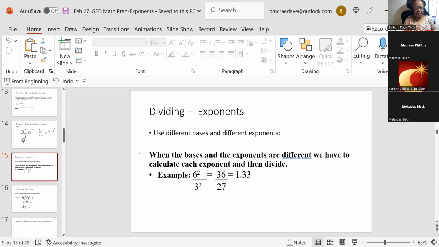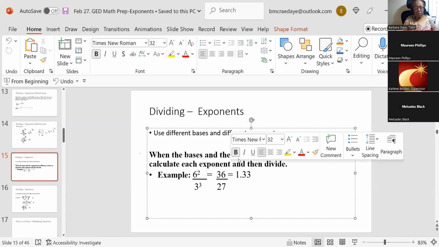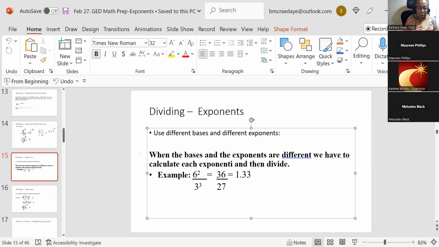And when I say each exponent, well, actually it's not each exponent, it's each exponential expression.